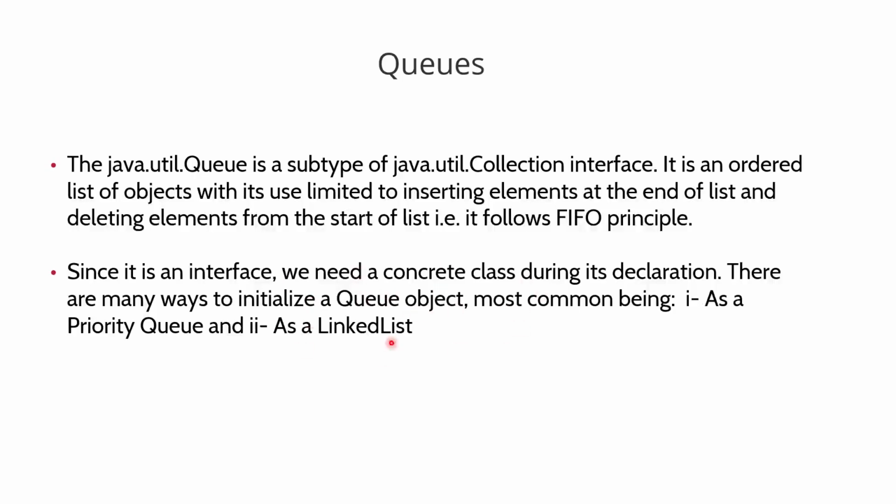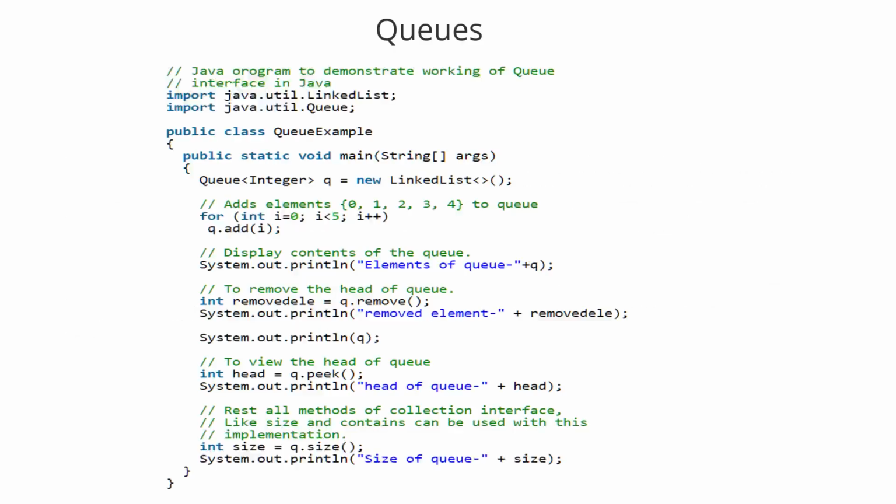And again, a queue is built from an interface, so it must be declared from that interface, and there are many ways to utilize the queue object. The most common way to utilize a queue is something called a priority queue, and then as a linked list, and we'll see some examples of this.